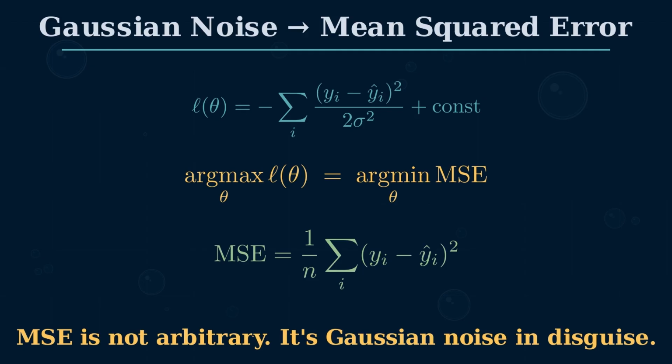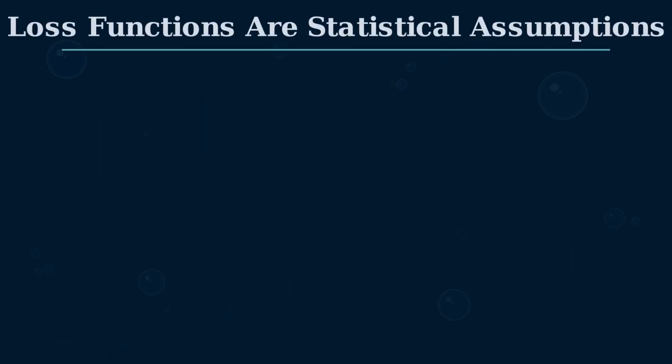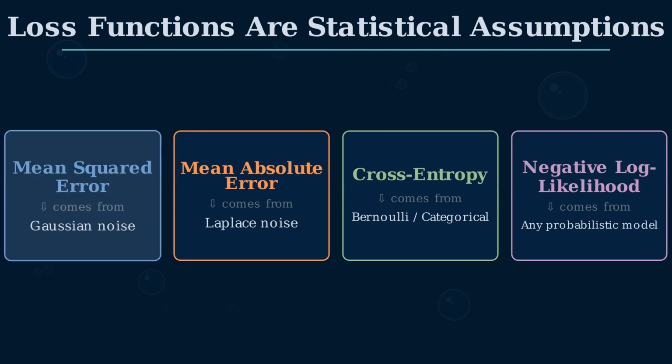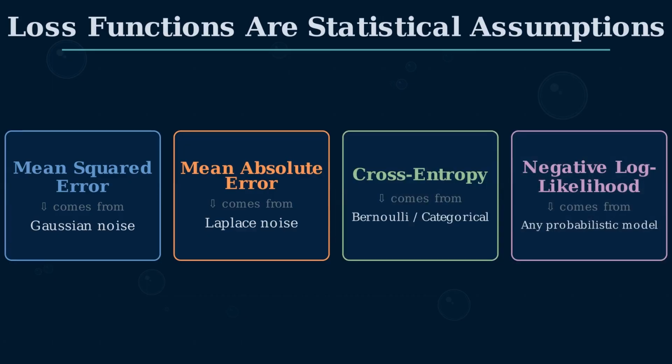Different error stories produce different losses. Different assumptions about noise produce different loss functions. Mean squared error comes from Gaussian noise. Mean absolute error comes from Laplace distributed noise. Cross-entropy comes from a Bernoulli or categorical model, and negative log likelihood is the general purpose loss behind any probabilistic model, including large language models predicting the next token. Every loss function is a hidden statistical assumption wearing an engineering name.